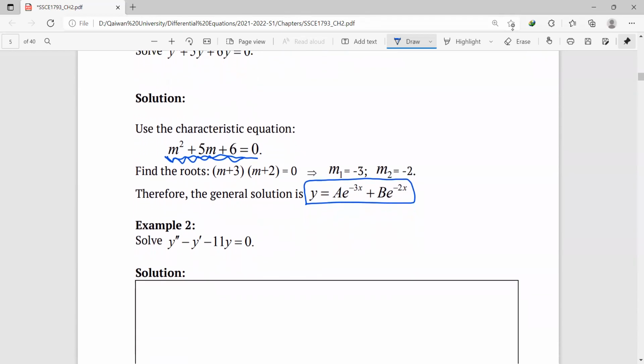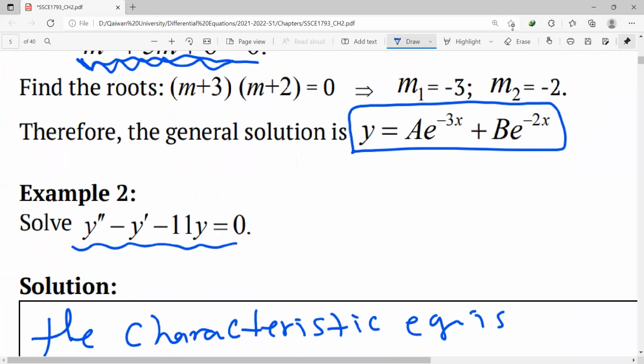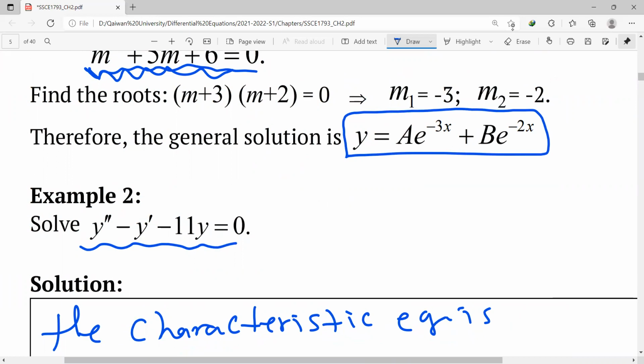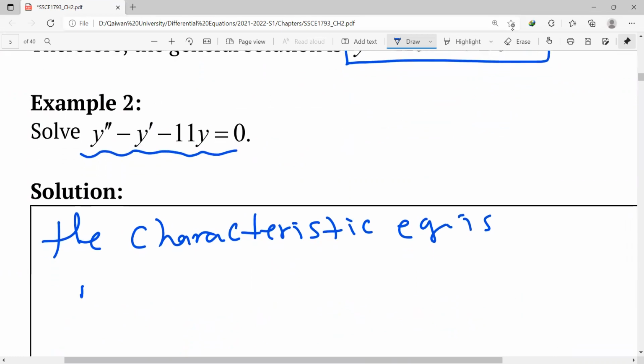Let's take another example. First, we should write down the characteristic equation. It's the first step. We have y double prime minus y prime minus 11y equals 0. That's another example. So the characteristic equation is m squared minus m minus 11 equals 0.